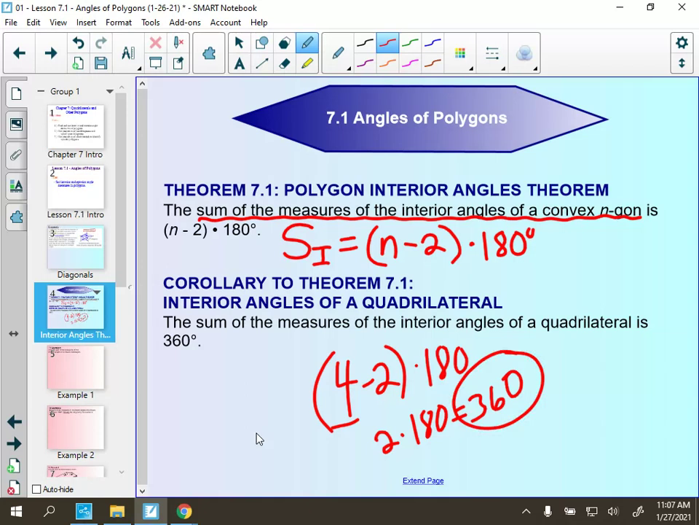I don't think it's necessarily worth adding to our notes. We'll come to know this throughout the course, just the nature of how we do things, that you'll know that without having to write it down. Okay, so let's look at a couple examples involving this sum of interior angles.